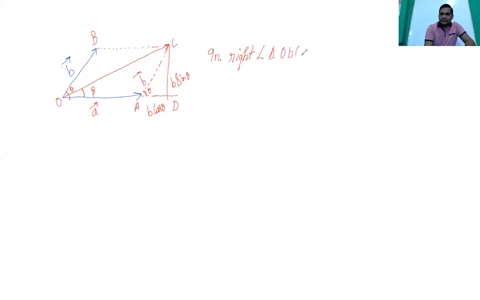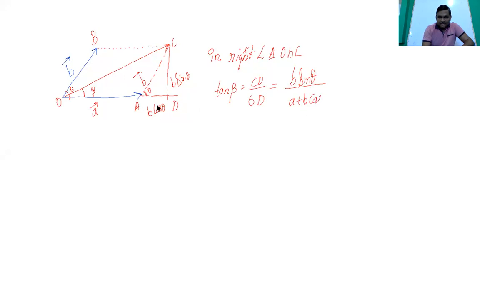In the right angle triangle ODC, what can you write? Tan beta. This tan beta is nothing but CD upon OD. CD is B sin theta, upon OD, which is A plus B cos theta. Once again CD will be B sin theta upon A plus B cos theta.